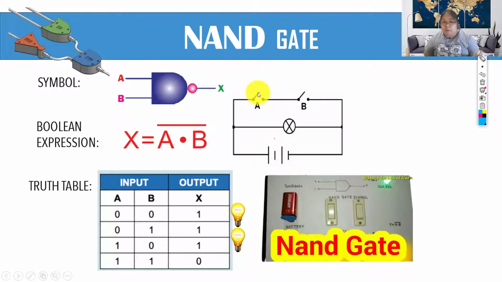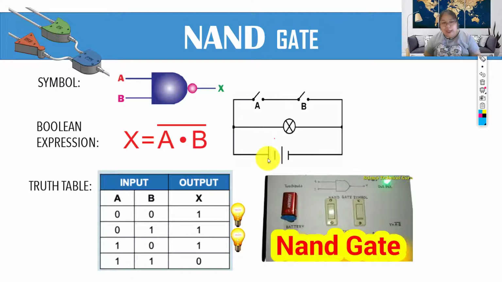Okay, we see this situation. When A open, B open, the bulb no problem. The current can pass through the bulb, then go on. If A close, B open, also no problem, they can pass through the bulb. B close, A open, they also can pass through. But the last one, if A and B close, there's a short circuit, that means the current will go straight through A and B, never pass through the bulb, then go back. So this situation is actually opposite with the AND gate.